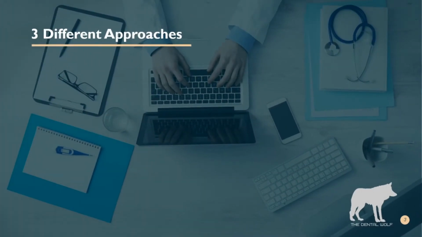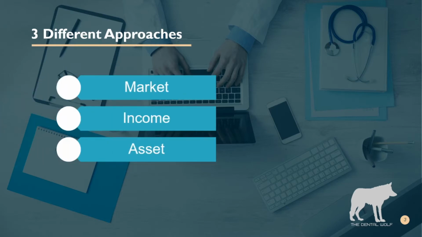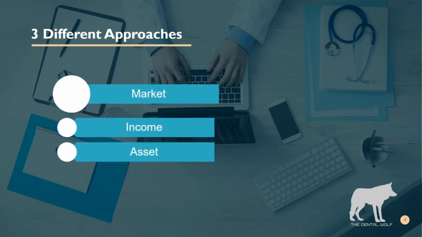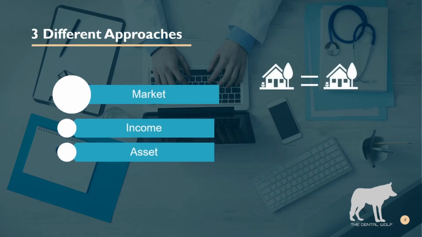There are three main approaches to valuing a business. They are the market approach, the income approach, and the asset approach. The market approach is very similar to how you do real estate. You're going to look for comparable items in the market and base your valuation off of those.